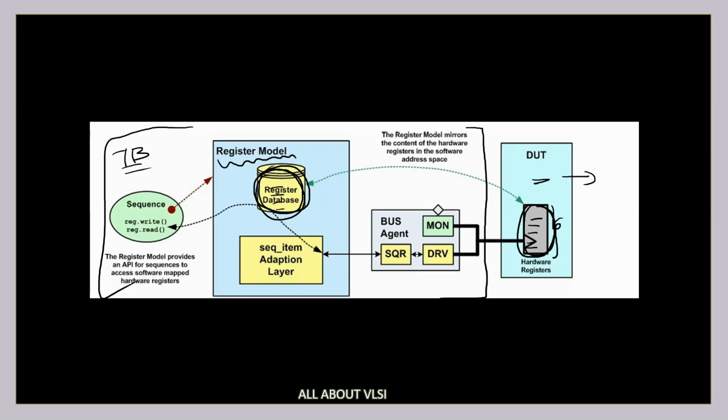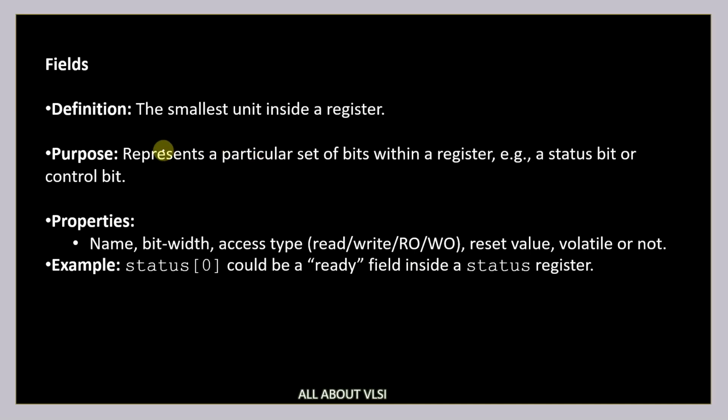Now, in this particular video, we are going to see what is exactly present in this register database, like what we are going to build in it. In this register database, we have different types of classes which we are going to use. Those are all built-in classes, and we are going to extend from them. Now, we have something known as fields in our register database. What do we mean by field?